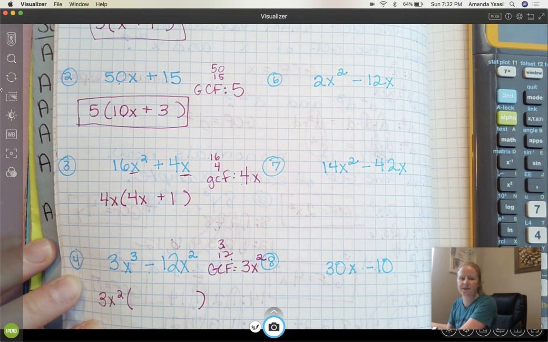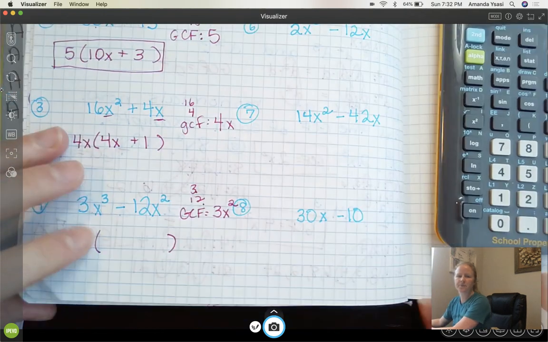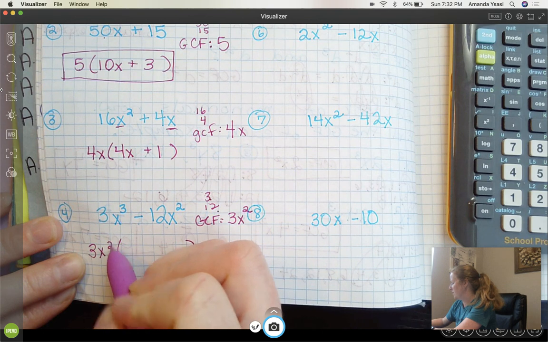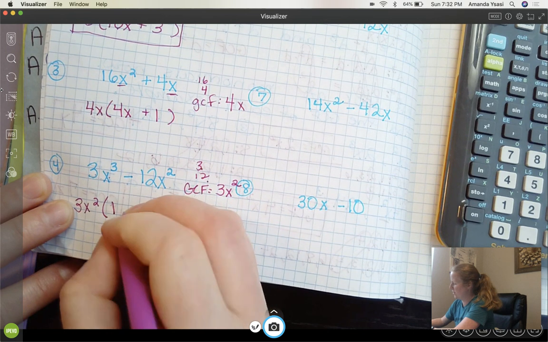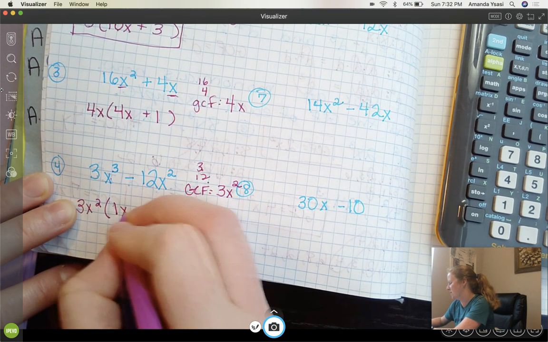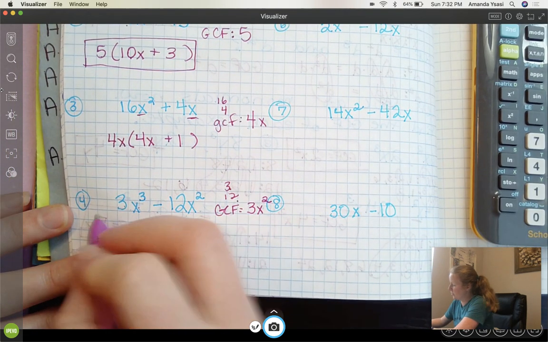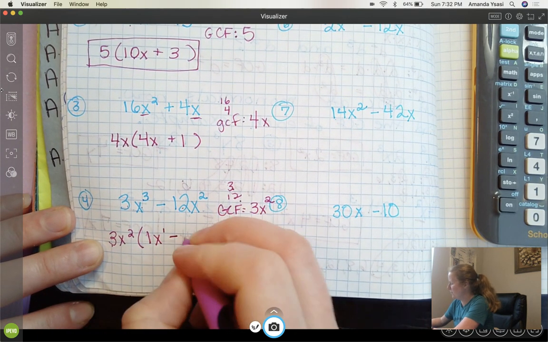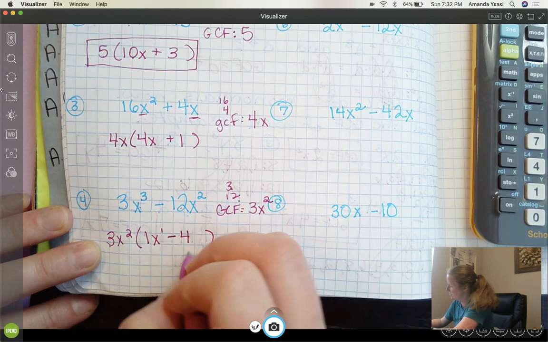So now we need to find what's inside. So 3x cubed divided by 3x squared. Well, 3 divided by 3 is 1. X cubed divided by x squared, you subtract those exponents, 3 minus 2 is 1, so x to the first, or just x. And then, see how there's a minus here? There's no other minus, so we know that that's going to be minus. And then 12 divided by 3 would be 4. X squared divided by x squared is just 1, so it's just 4.